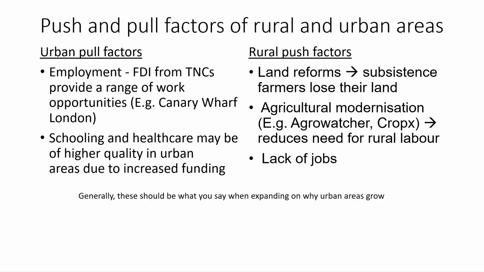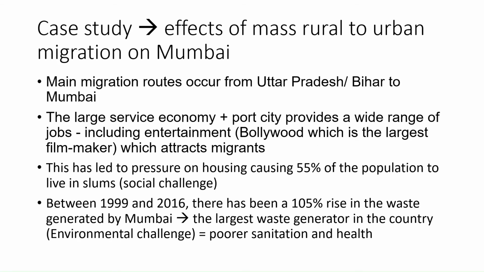So AgroWatcher and CropX are examples of agricultural tech companies, and this reduces the need for rural labor. And another one would be just the lack of jobs. Again, there's not a case study for these, but you just need to know the idea of push and pull. If you just say push and pull, it's a keyword basically. So if you put it in your essay, it'll be good. And these are just general factors of why urban areas are more attractive sometimes.